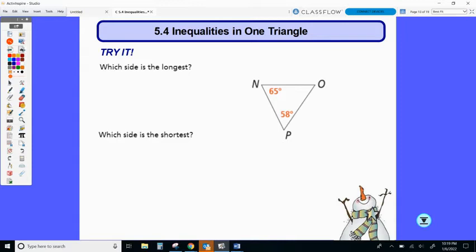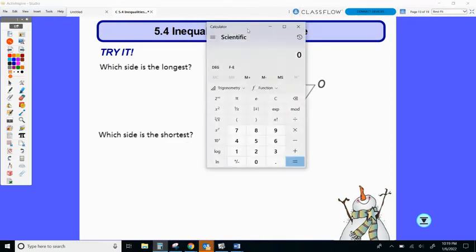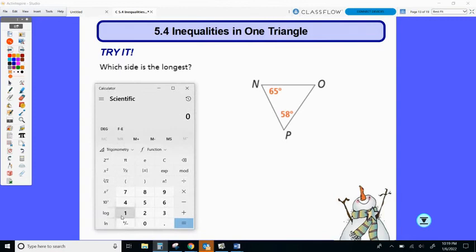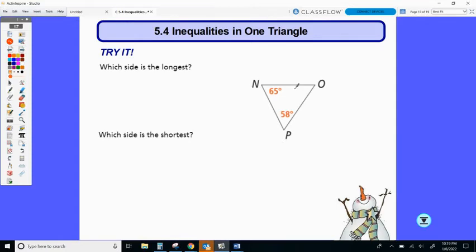Okay, which side is the longest here? Again, same thing. We've got to find out first of all the length of the other angle. So we're going to go ahead and take our 180 and subtract 65 and subtract 58. That leaves us with 57. So this one here is 57 degrees.